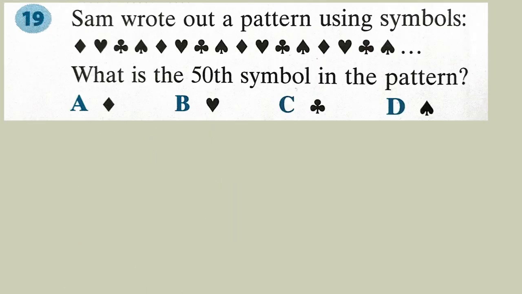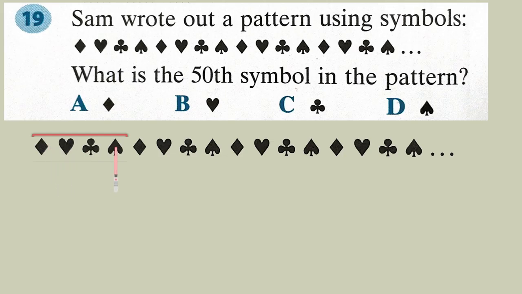So Sam wrote out a pattern using symbols from the playing cards. And these 4 symbols repeat themselves throughout that pattern. So when we start counting the symbols, they'll start with 1, 2, 3, 4, and the spade will be the 4th one. We start again, but this time 5, 6, 7, 8, and so the spade will be 8. So if I wrote this down below, the spade will be 8, 12, 16, 20, and so on.